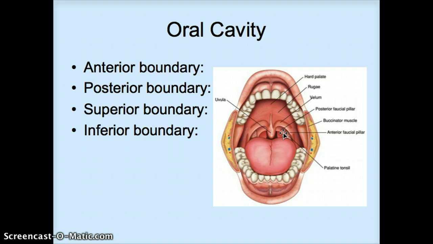The superior boundary of the oral cavity are the hard and soft palates. So the hard palate and the velum in the back are the top boundaries. The lower boundary, the inferior boundary, is the tongue. So this is the most significant of the cavities because it undergoes the most change during a speech act. So the structures in the oral cavity are strongly involved in articulation.